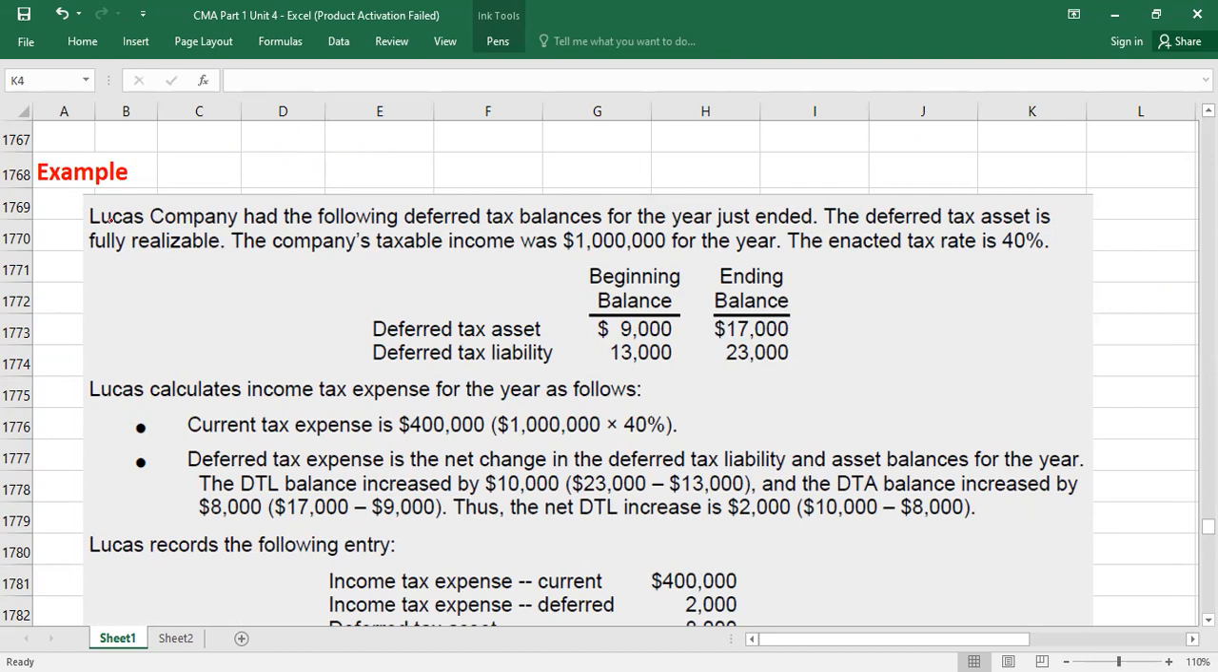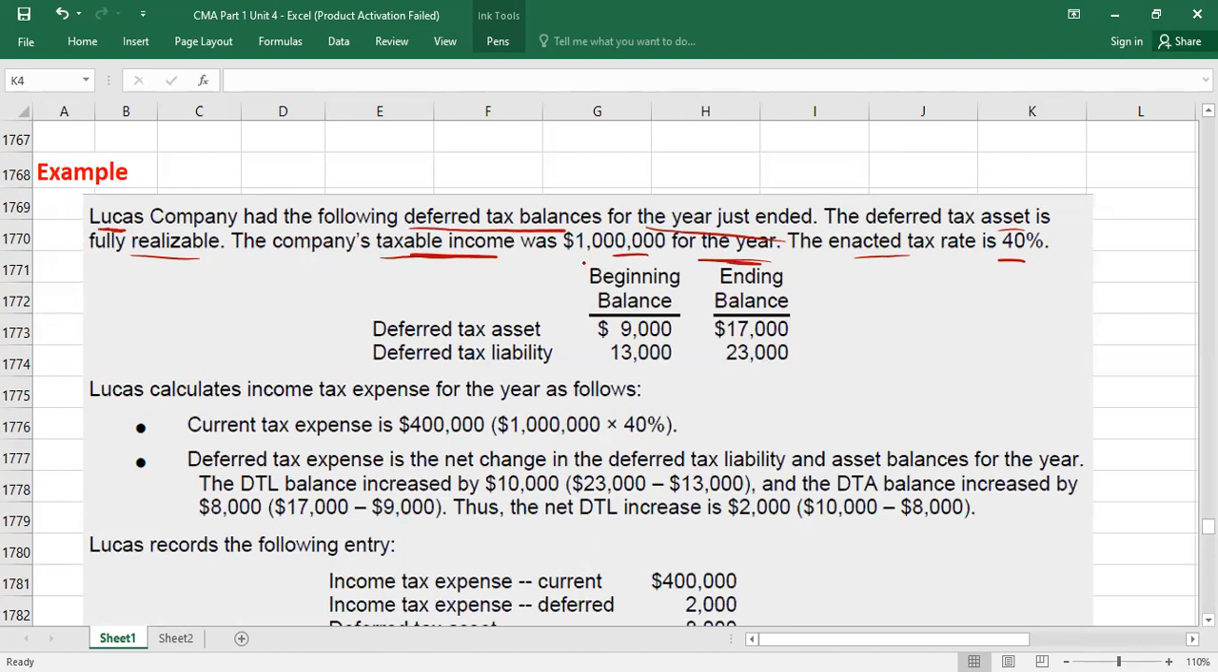So here we go. For example, we have here Lucas company had the following deferred tax balances for the year just ended. So the deferred tax asset is fully realizable. Realizable means that you can claim it. Then they're saying the company's taxable income is 1 million for the year. This is taxable income, current year. Then they tell you enacted tax rate is 40%.